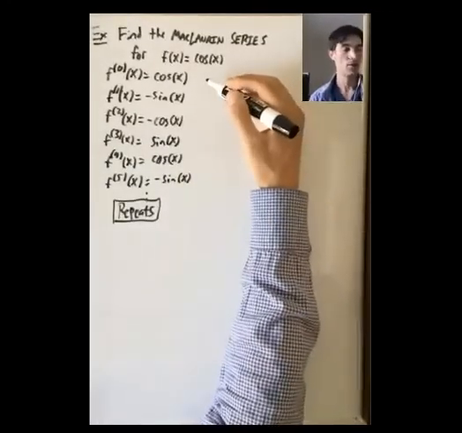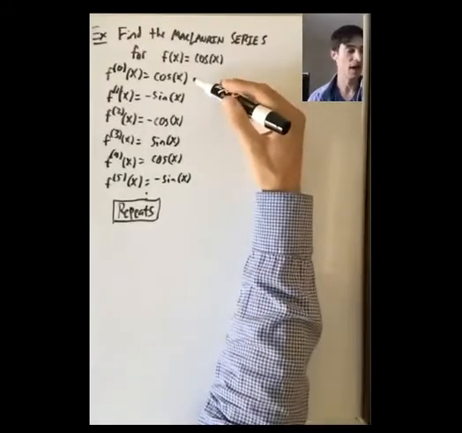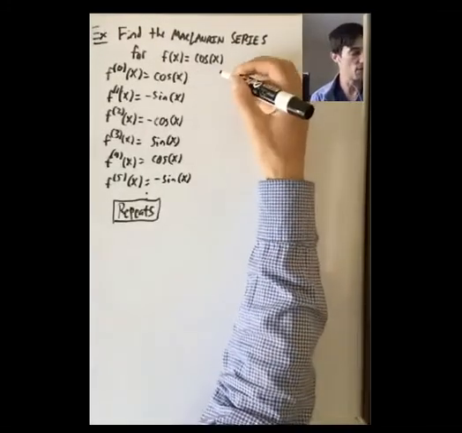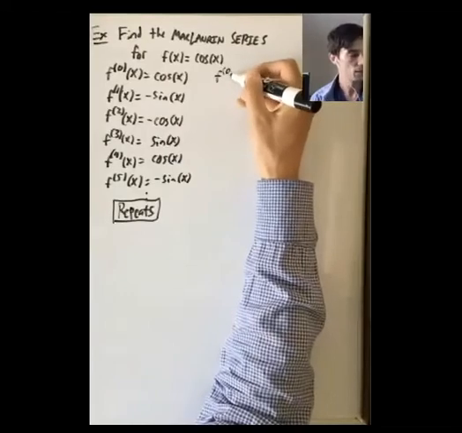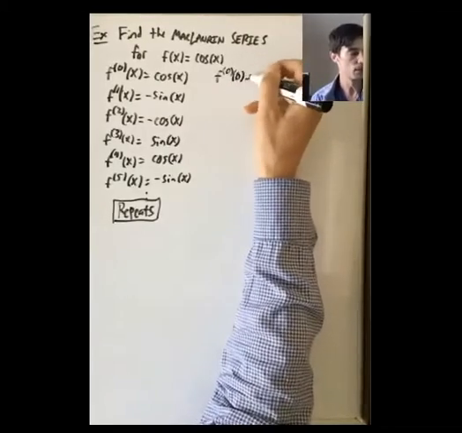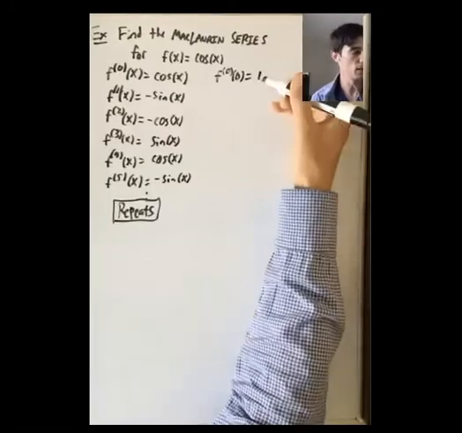But remember, what we need is not just what these derivatives are, but we want to evaluate at 0. So what happens when you evaluate at 0? Well, cosine of 0 is 1.